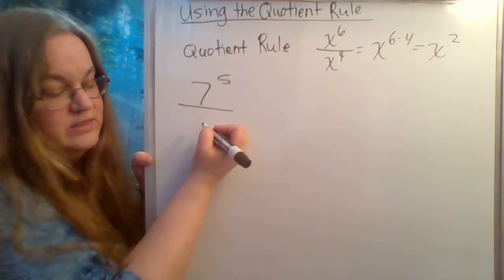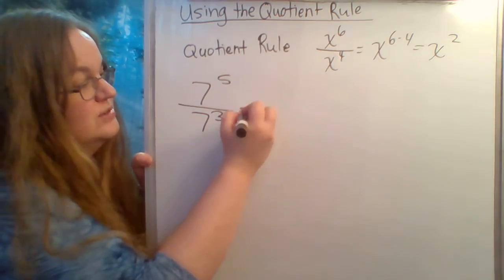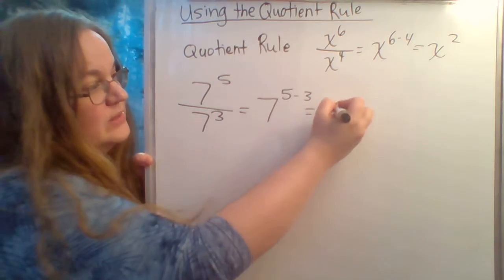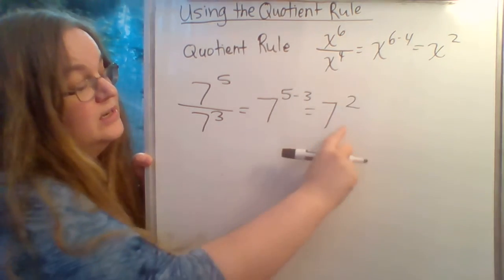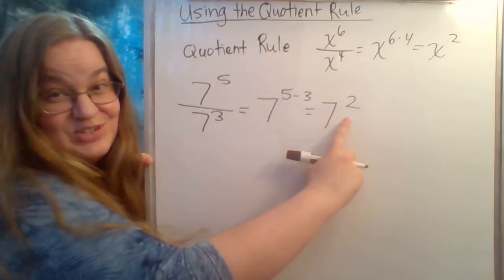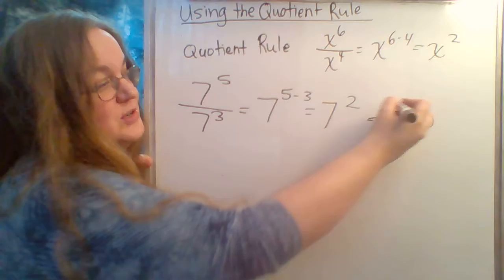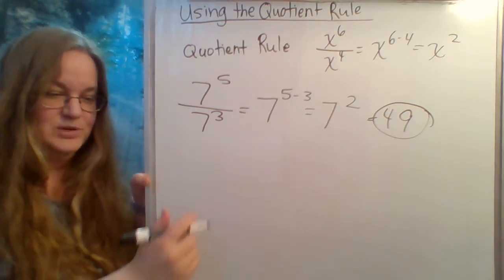7 to the 5th divided by 7 to the 3rd would be the same as 7 to the 5 minus 3, which would be 7 squared. Again, you can't leave it like this. You actually have to simplify that. And so 7 squared is 49. So your final answer would be 49.